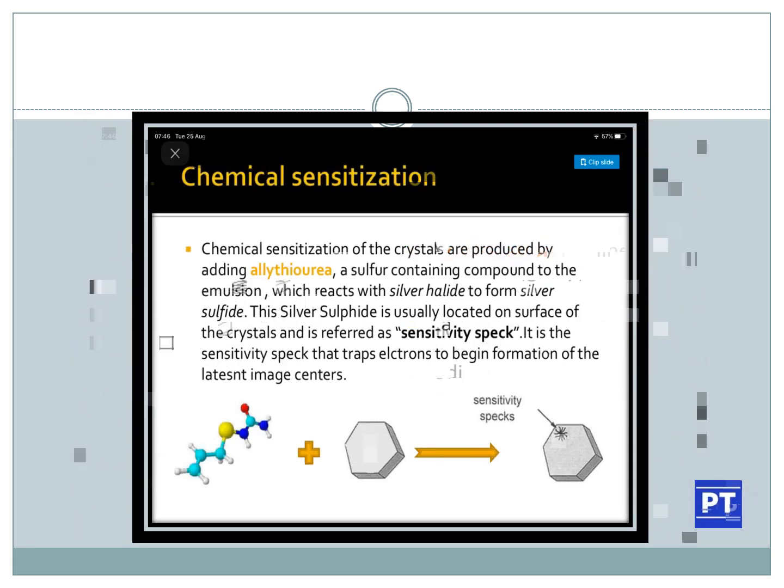Chemical sensitization. Chemical sensitization of a crystal is produced by adding ethylene thiourea, a sulfur-containing compound, to the emulsion, which reacts with the silver halide to form silver sulfide. This silver sulfide is usually located on the surface of the crystal and is referred to as the sensitivity speck. It is the sensitivity speck that traps the electron to begin the formation of the latent image centers. We will learn more about the sensitivity speck in the upcoming slide.